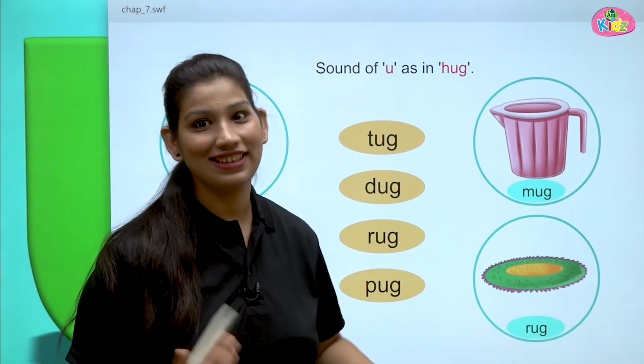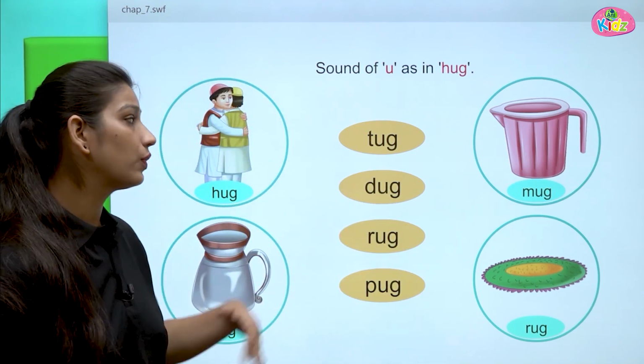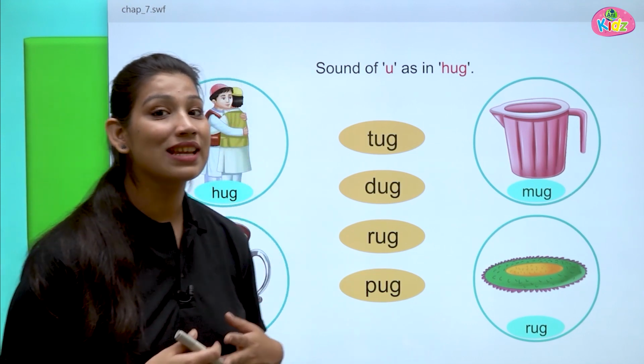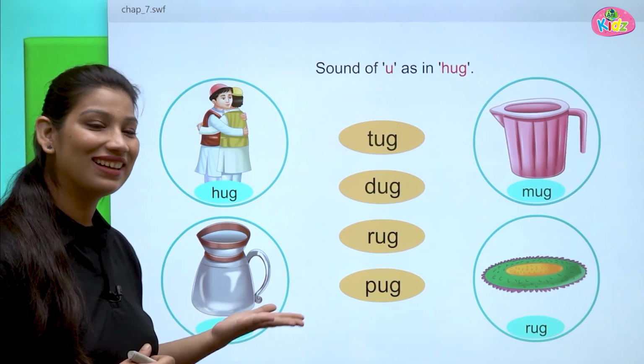Here, rug and rug is the same. And there are many words with the "ug" sound. Only the first letter is changing. Otherwise, the words are almost similar, like hug, mug, jug, rug.